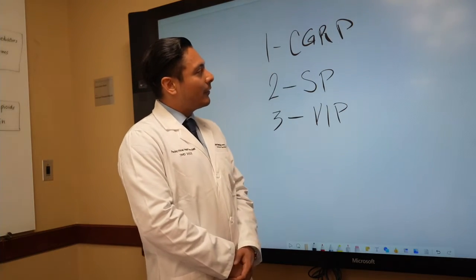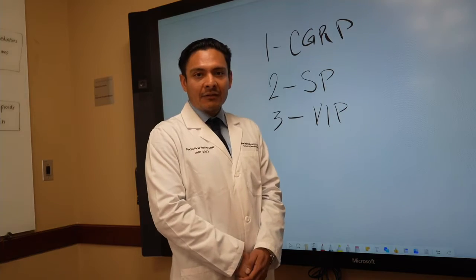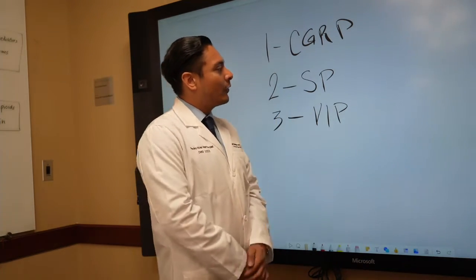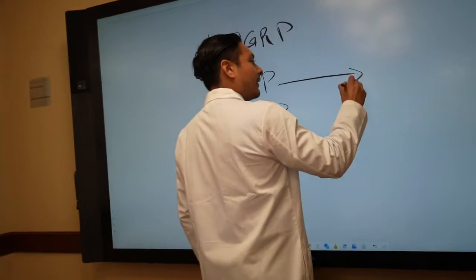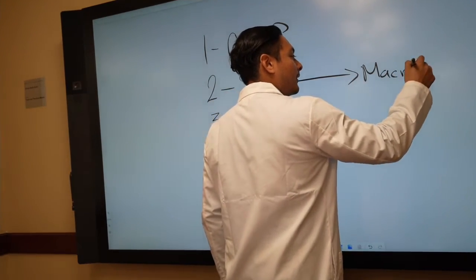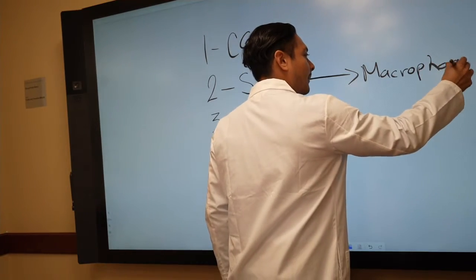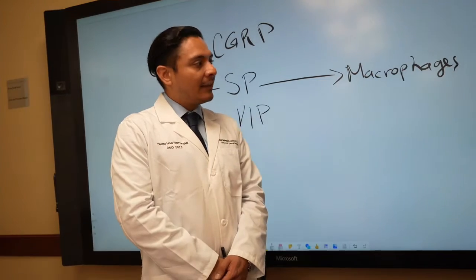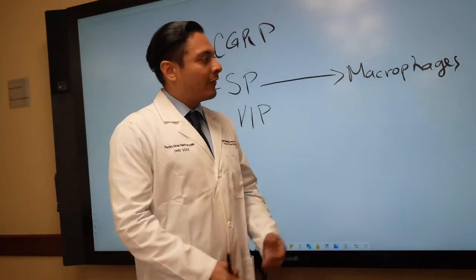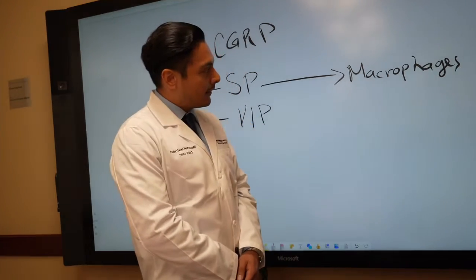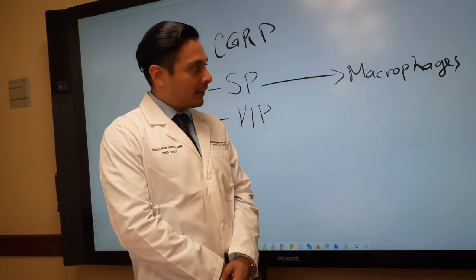CGRP and SP will cause vasodilation and extravasation of proteins. SP will stimulate macrophages to release IL-1, IL-6, and tumor necrosis factor. This in turn will call T lymphocytes and increase the immunity of the inflamed site.